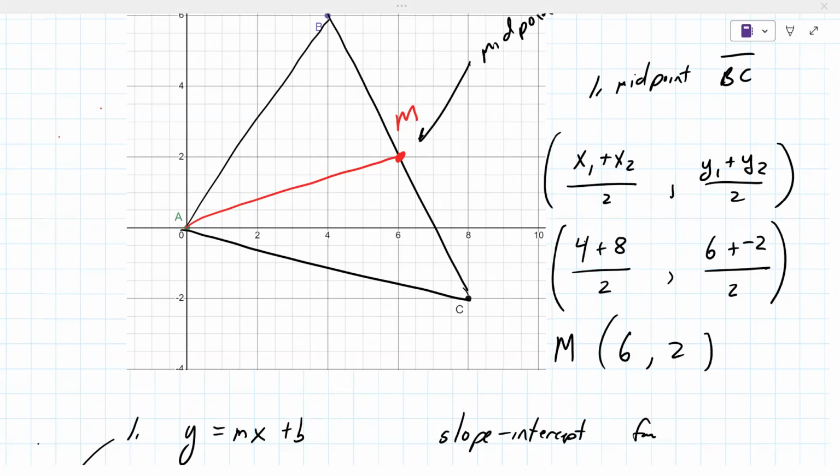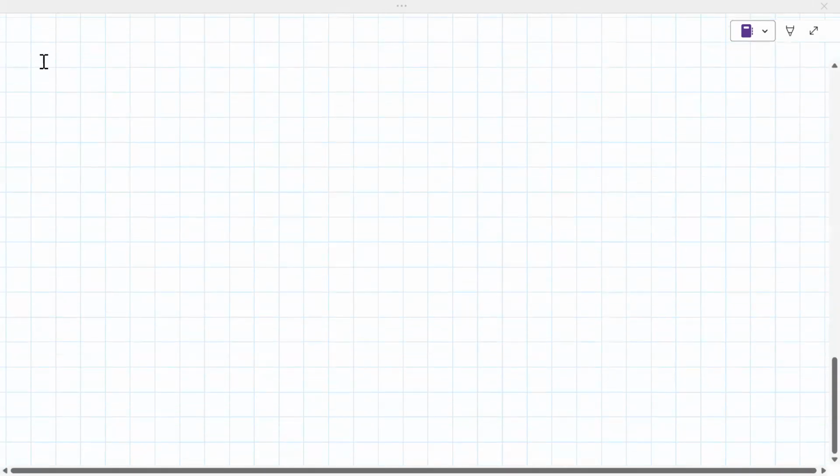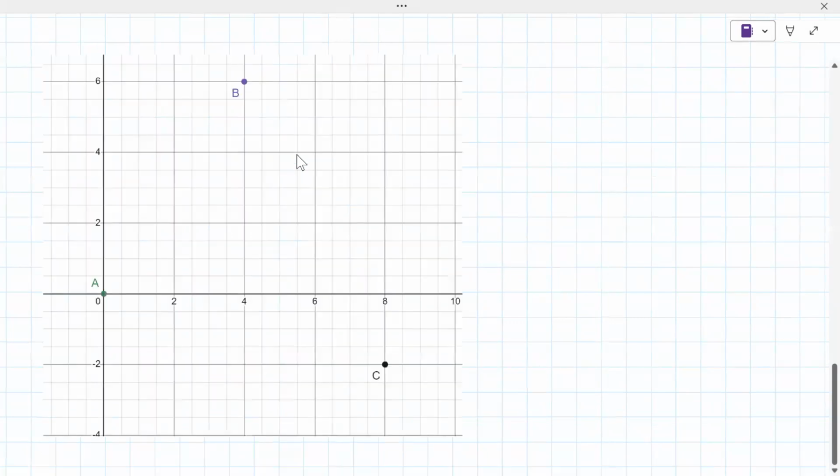Okay, got it. So we'll just work with this again. So let's say this time we want the median BM. Okay, so which is the vertex of the median line there? If it's BM.